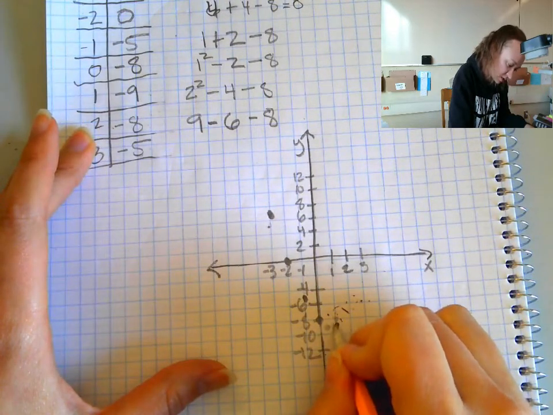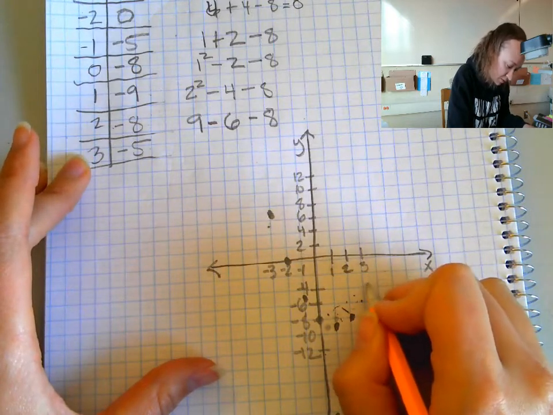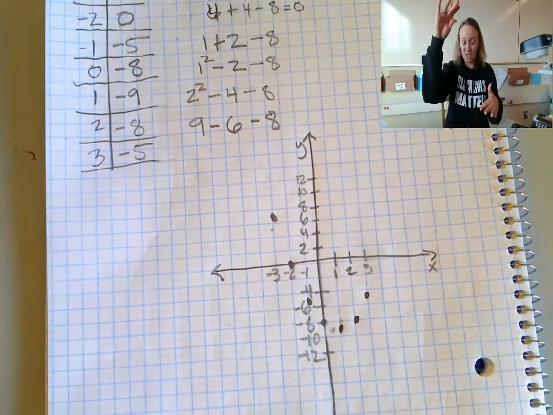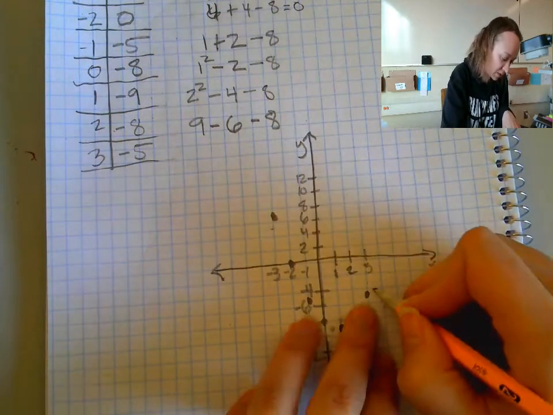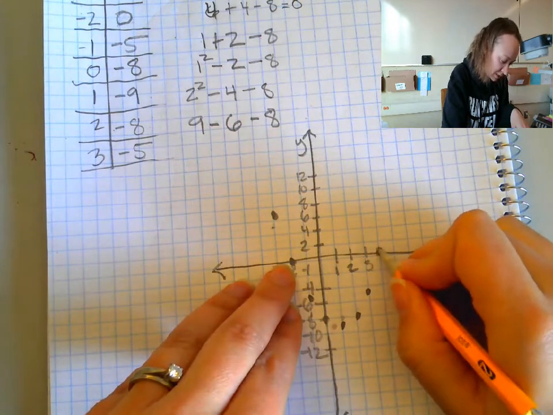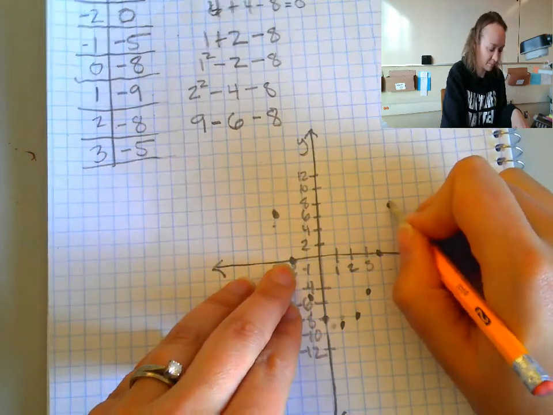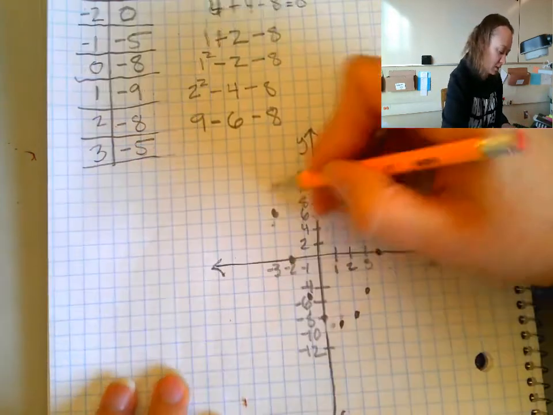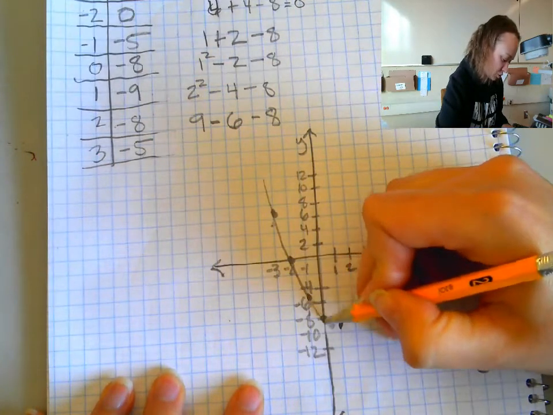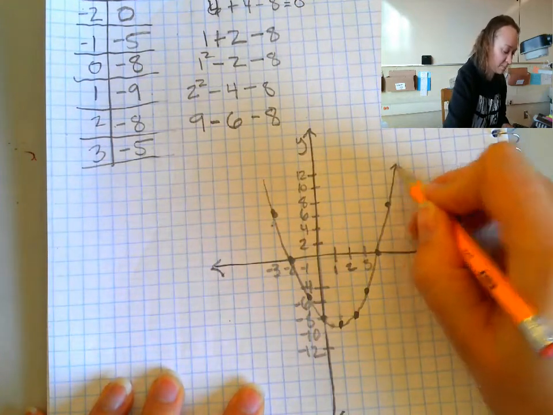1 is at negative 9. 2 is at negative 8. 3 is at negative 5. And because this is a parabola, I know it's going to continue up the same way on the other side. So like if 3 was at negative 5, then 4 is going to be at 0, because that's the next point over. And 5 is going to be up at 7, like that. And I can connect my points. Like that.